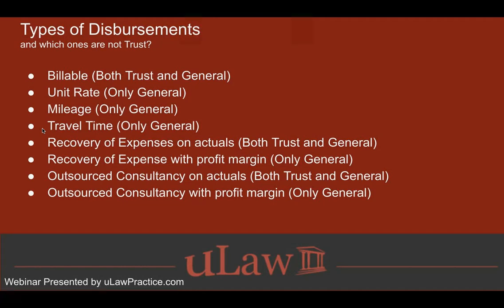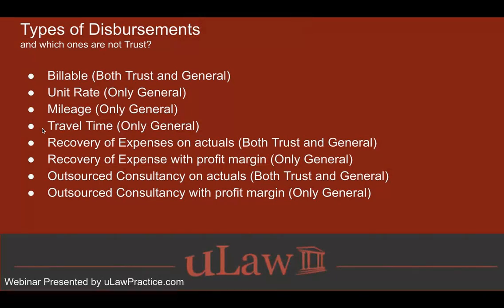So keep in mind, if it's something to do with filing fee, court fee, other sorts of fees, where there's no room for markup, you could use trust. If there is room for markup, if you're planning to mark up, then switch over to your general account. But compulsorily use the general account for mileage, which is for travel, then travel time, then unit rate. These are all only general. Of course, outsourced consultancy with profit margin is also only general. Anything with profit margin, use only general. Anything with recovery of actuals, you could use both trust and general. Recovery of expenses with profit margin again, only general.